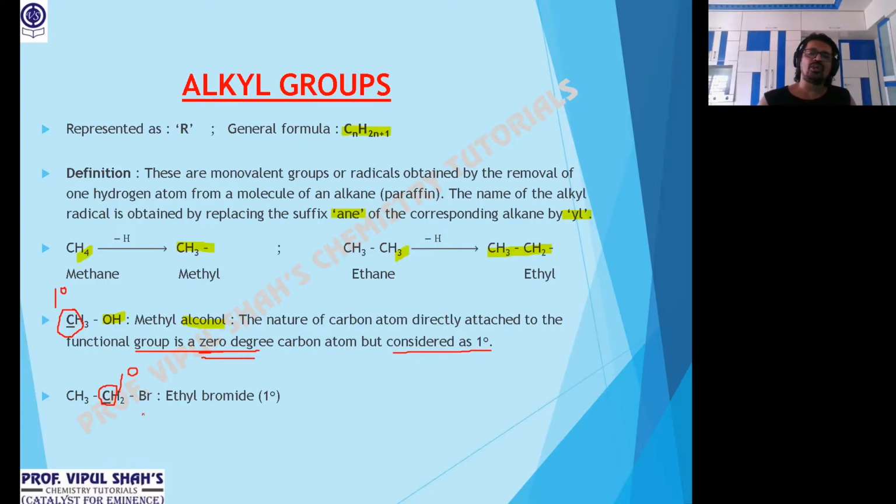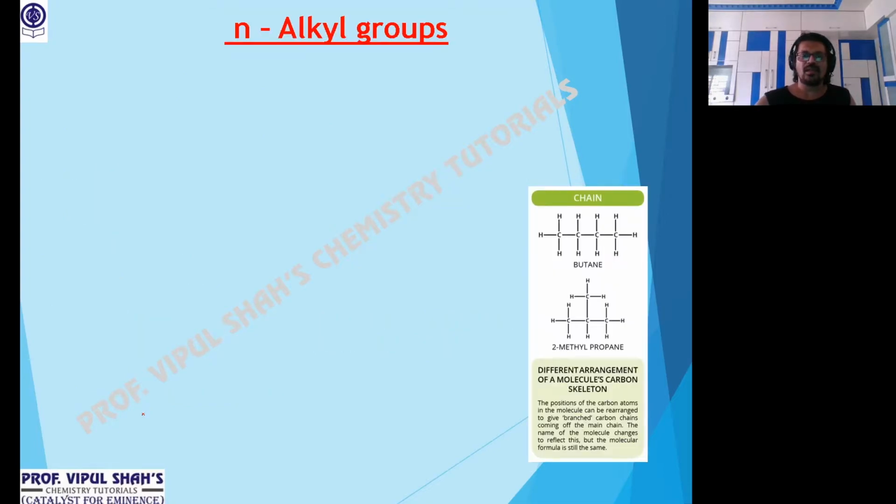Now today we'll be talking about the different types of alkyl groups. Okay, see this. The first category to talk about is N-alkyl groups. What's the meaning of this word N? The word N here means normal. Normal means in a continuous chain. So what are N-alkyls?